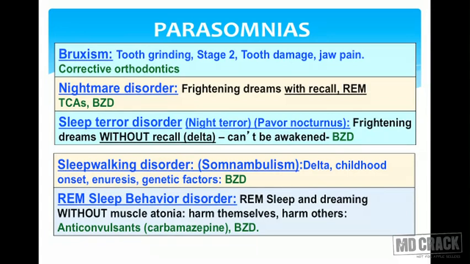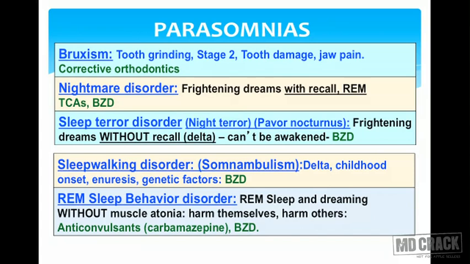Number one is bruxism. It's a typical habit of tooth grinding, and as we already discussed, it's a characteristic of stage 2 sleep. There may be tooth damage, there may be jaw pain, and corrective orthodontics might be required to treat this. The nightmare disorder is frightening dreams with recall, and I hope you remember I said if you're able to recall your dream, it's called nightmare, and obviously it happens during the REM sleep, that is rapid eye movement sleep.